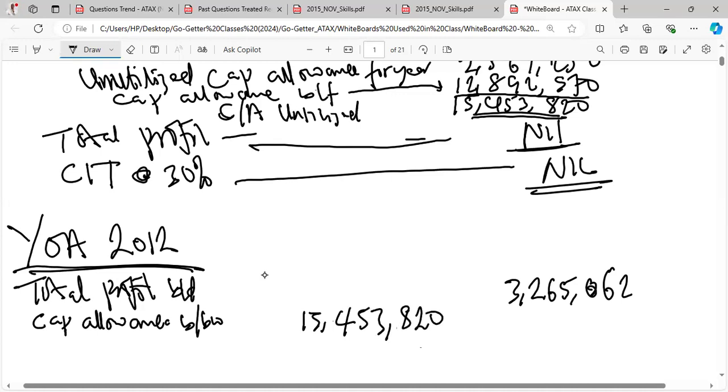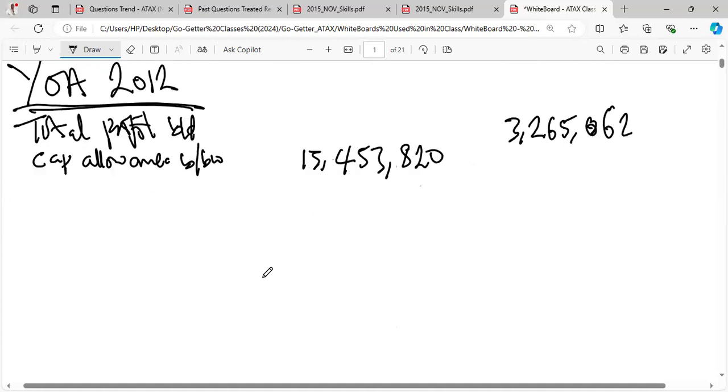15,453,820. Now, whether the company is supposed to be having the two-thirds restriction or not, in carrying backward, you don't do restriction on capital allowance. No. What you rather do is the capital allowance that you are going to carry backward, that you are going to claim.